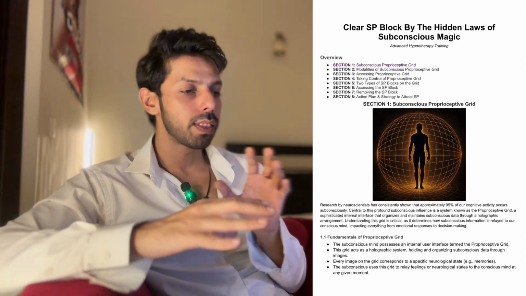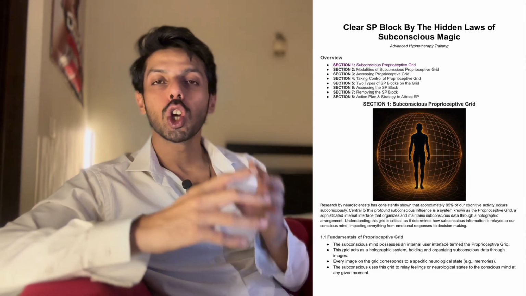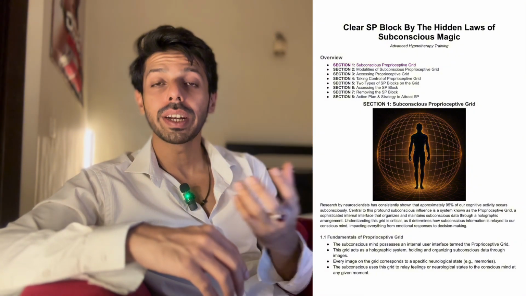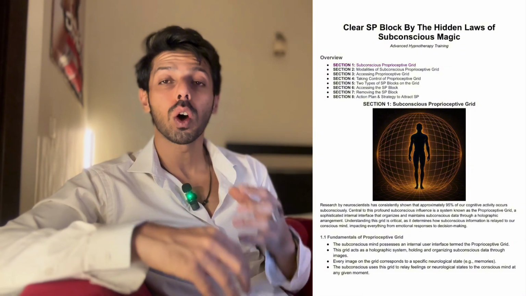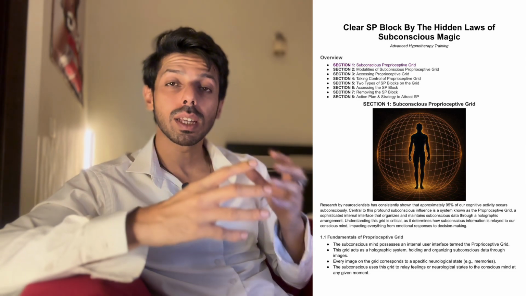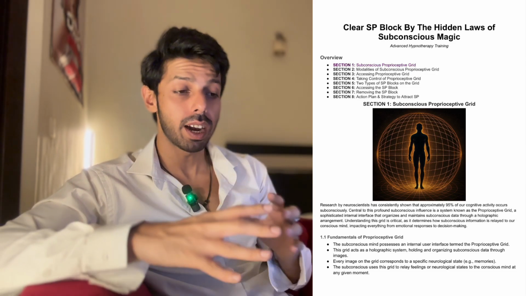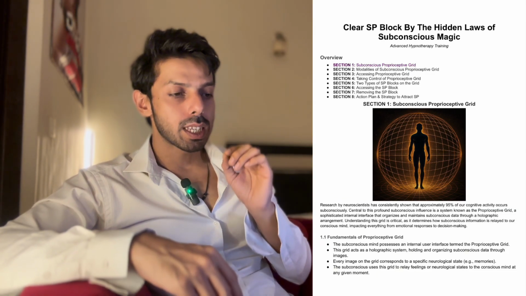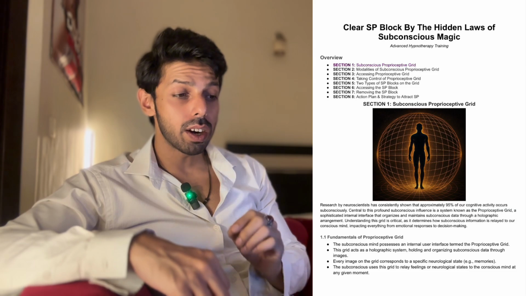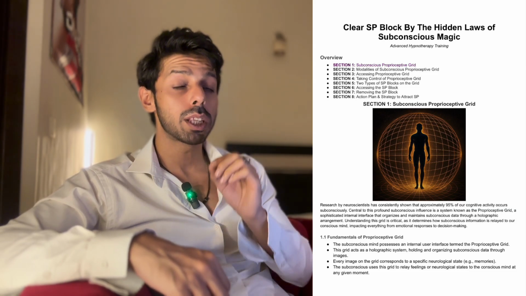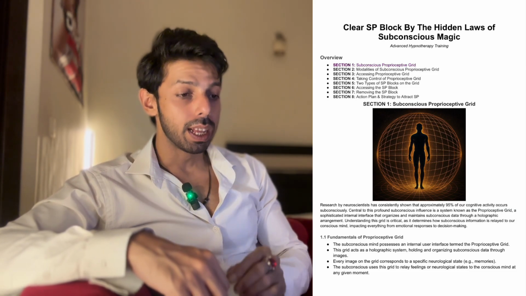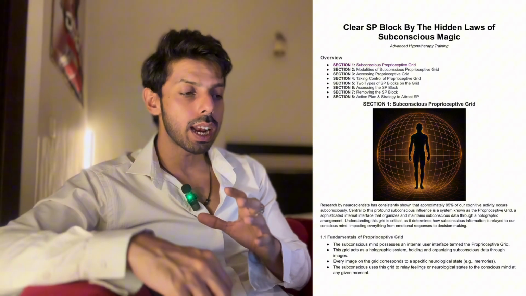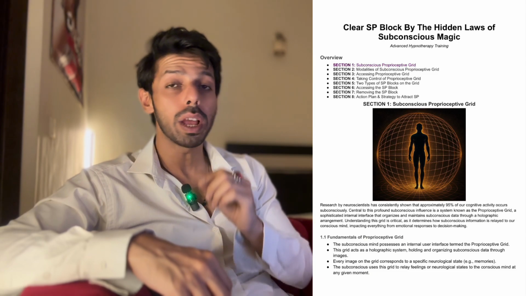Now, as you can see in this diagram, this is your proprioceptive grid. It's like a grid which is in 360 degrees and it is all around your body. This is your subconscious mind's interface. So let's understand this, the foundation of the subconscious proprioceptive grid. The subconscious mind possesses an internal user interface termed the proprioceptive grid. The grid acts as a holographic system holding and organizing subconscious data through images.